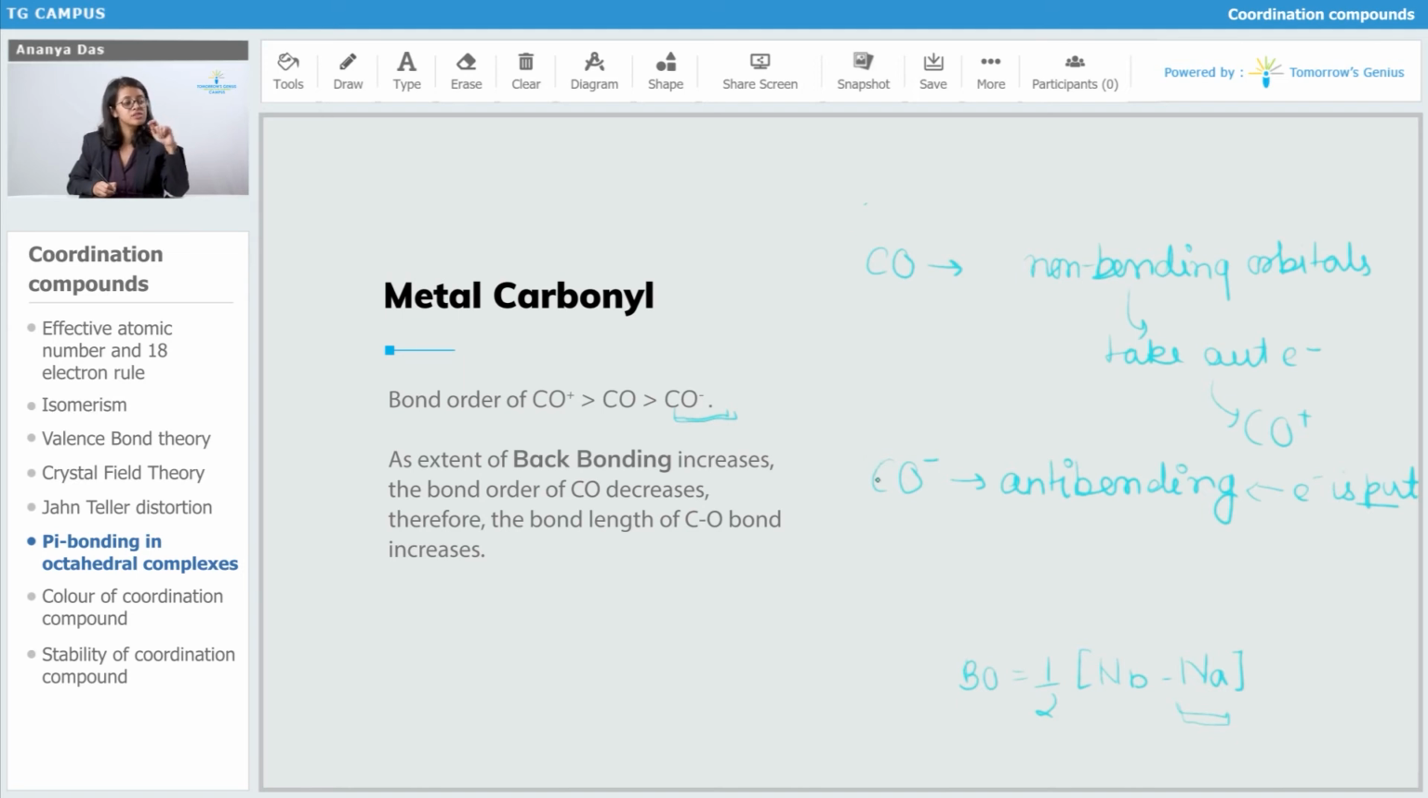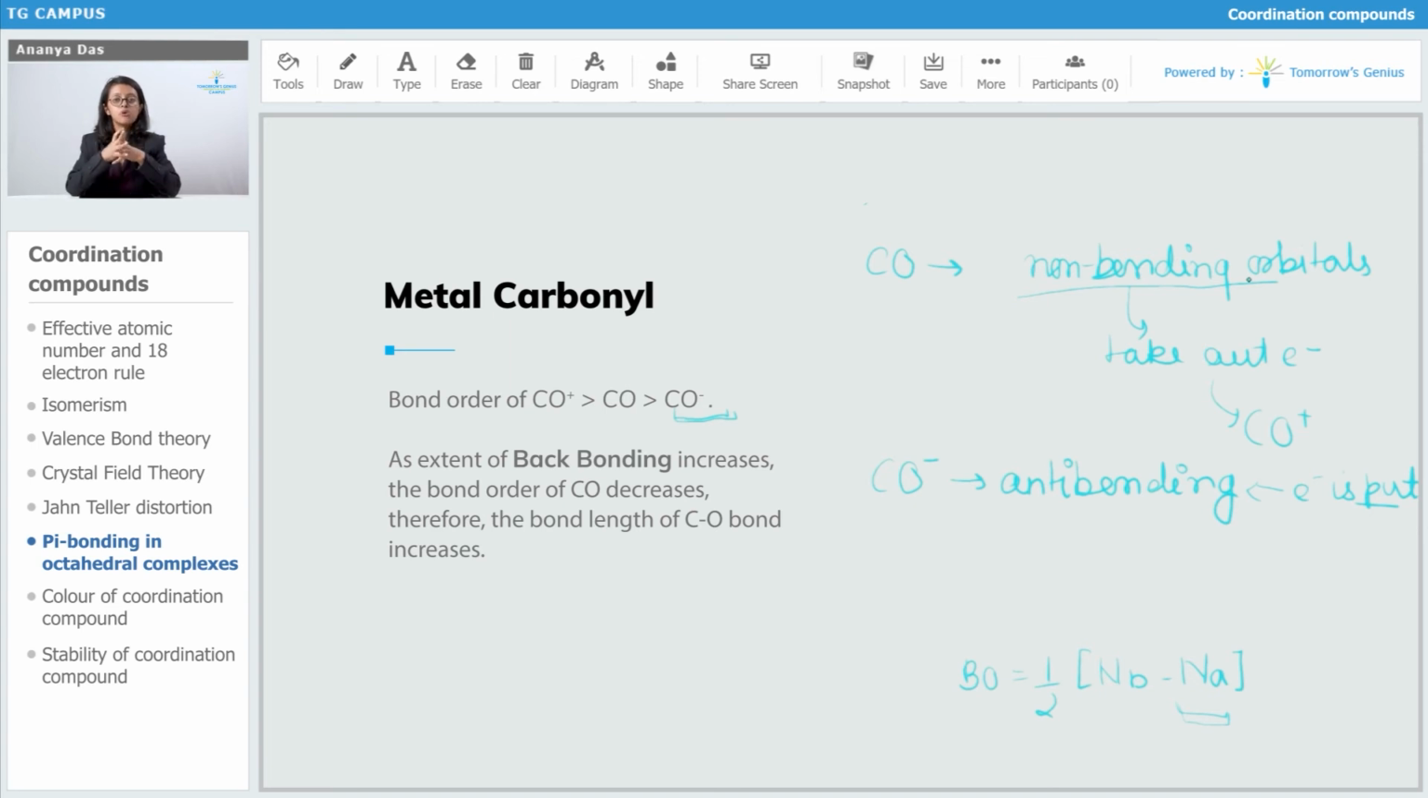Then CO positive and CO. Technically, CO positive should not have affected the bond order, because you are taking out an electron from the non-bonding. That should not affect the bond order. But the thing about the CO molecular orbital diagram is that this non-bonding orbital from which the electron is going to be taken out has slight anti-bonding character. So taking out the electron from that non-bonding orbital stabilizes the molecule and it increases the bond order.